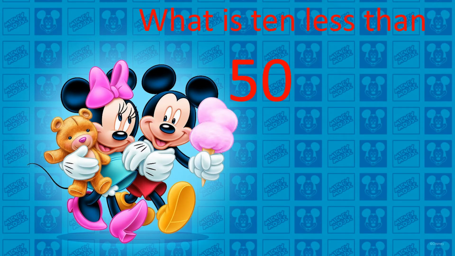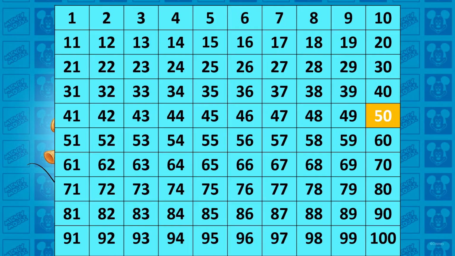What is 10 less than 50? We go to the tens column, and because we are looking at 10 less than 50, we would find the number 1 less than 5, which is 4. Then we put the 0 back. 4 and 0 give us 40. So 10 less than 50 gives us 40.